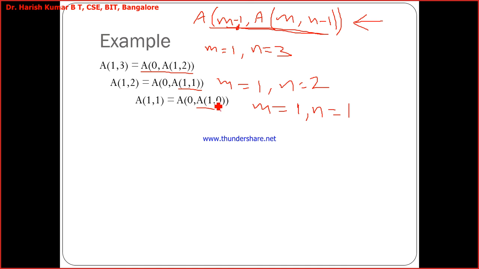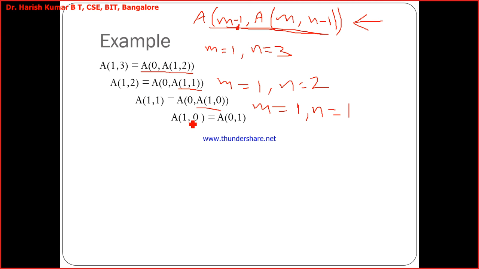Which equation do I apply now? Can I use this definition for representing a of 1 comma 0? Which one do I have to use? Second. The second one I have to use, because for the first one the first argument should be 0, and for the second one the second argument should be 0. For the third one, none of them are zero, correct? So now I have to apply the second equation.